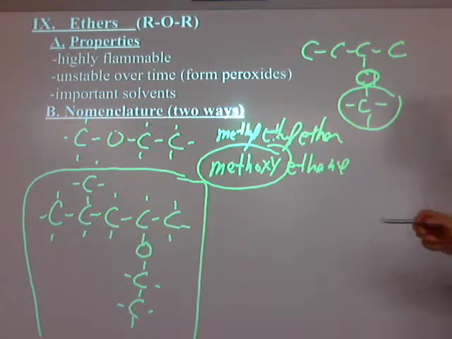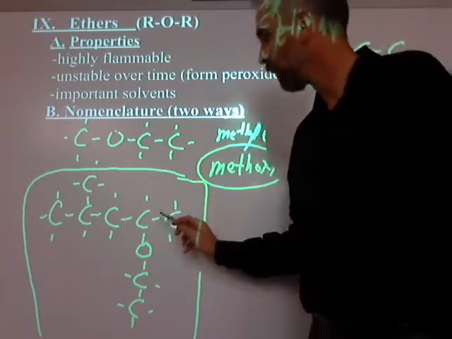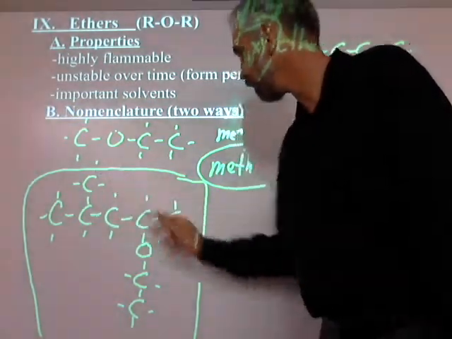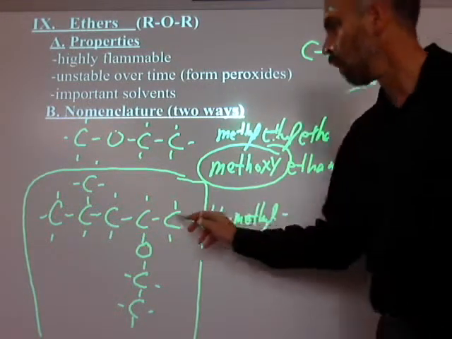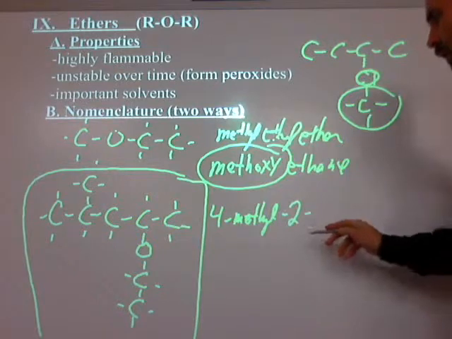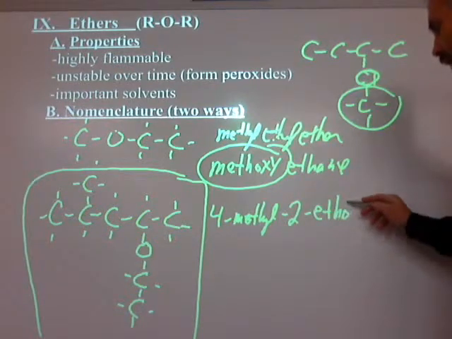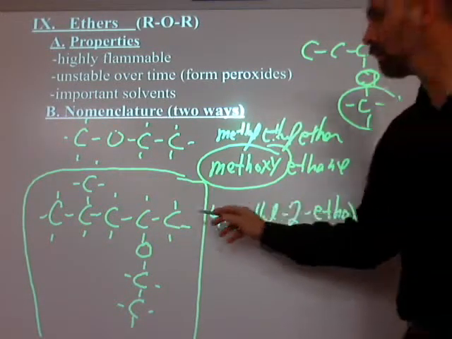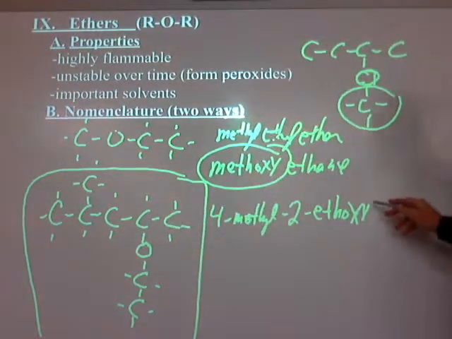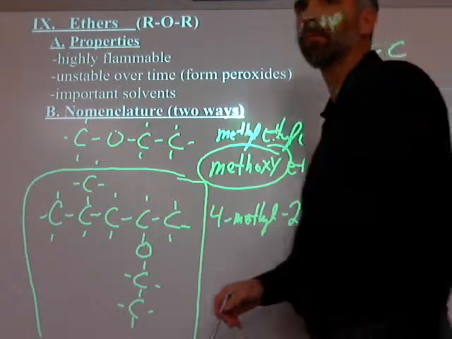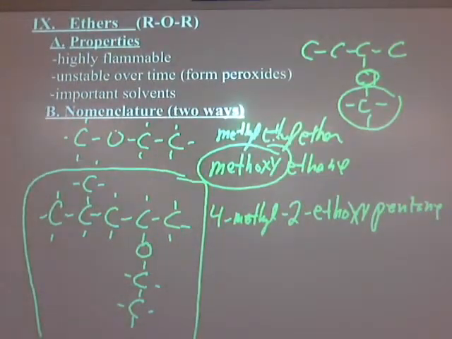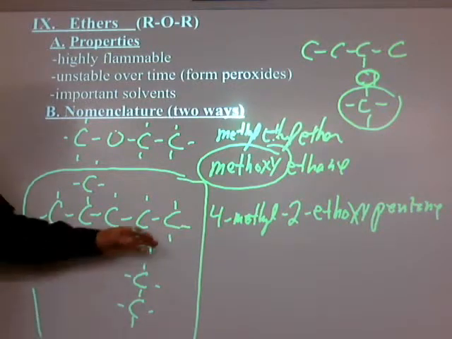So, keeping that in mind, I would name this guy, I have to start from this side, 1, 2, 3, 4. 4-methyl, 1, 2, 2-ethoxy, and then the big thing, 1, 2, 3, 4, 5, pentane. Okay? Got it? 4-methyl, 2-ethoxy pentane.